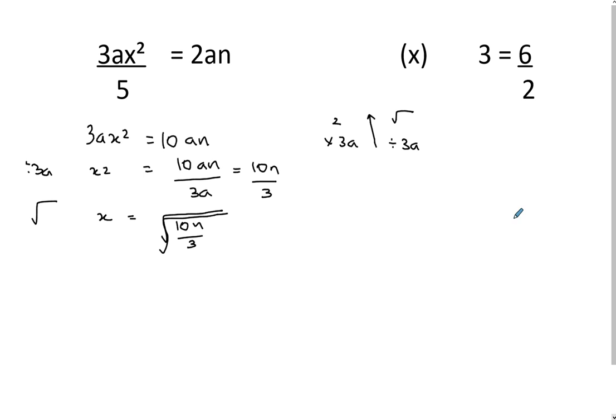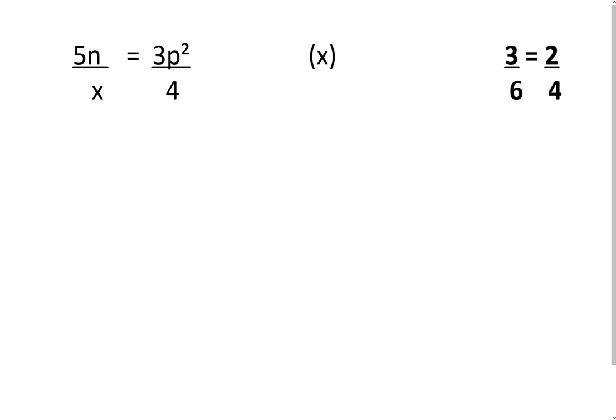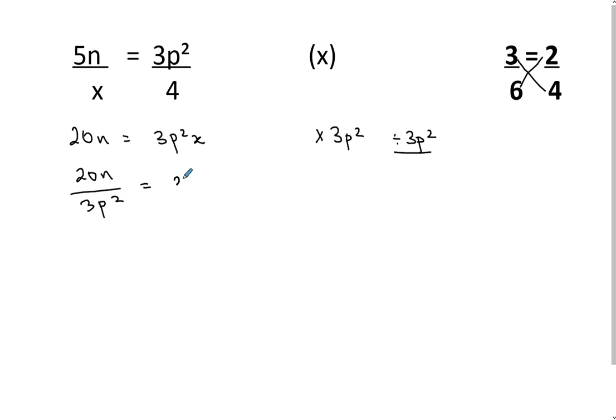Let's look at another example and another format. Here you can tell it looks very much like 3/6 equals 2/4. So we can actually cross multiply. So 3 times 4 is the same as 2 times 6. So 5n times 4 is 20n equals 3p squared x. Again, we're making x the subject. So we just multiplied by 3p squared. So now the opposite is divide by 3p squared. So that's exactly what we're going to do. So 20n divided by 3p squared equals x. Didn't that feel good? It was really easy, wasn't it?